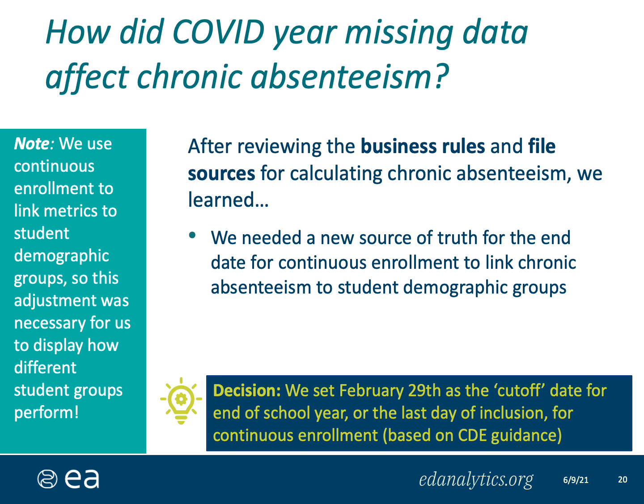Typically, continuous enrollment is measured using the fall census date and the test date in the test file. After reviewing the business rules and file sources for calculating continuous enrollment, we recognize that we would not have a Smarter Balanced test file this year, given the moratorium on assessment administration due to COVID-19, and determined that we would need a new source of truth for the end date. To address this concern, we set the cutoff date for the end of 2019-20 school year to be the last day of in-school instruction as defined by the CDE, which was February 29th, 2020.